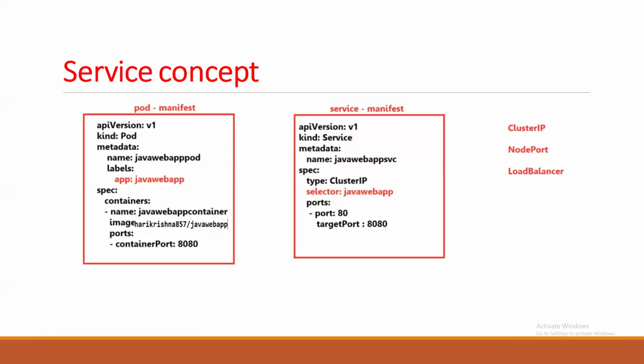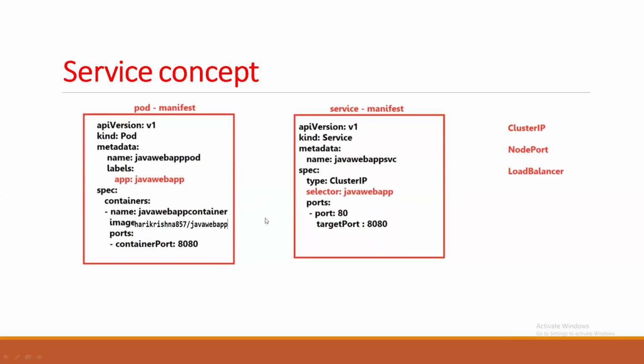So the service concept is something like this. This is a pod manifest file: apiVersion v1, kind equal to Pod, metadata, name equal to java-web, labels, then spec, containers, name, image equal to my image, and ports. So this is the pod manifest file. Now what is the service manifest file? In the service manifest file, we need to provide the service type and the selector. So what is the type of the service? ClusterIP, selector equal to java-web-app.